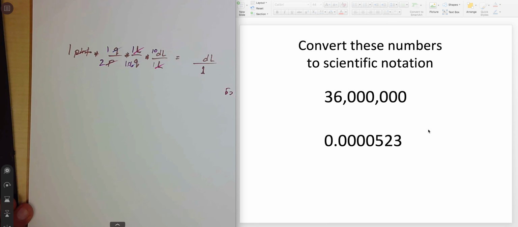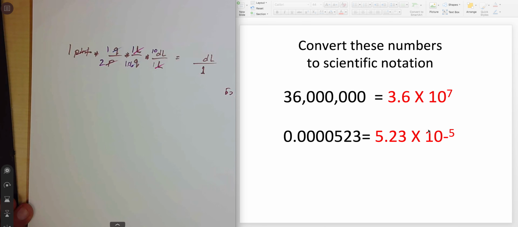1, 2, 3, and there we go. We take our 3.6, we say how many decimal places do we move? 1, 2, 3, 4, 5, 6, 7. We went to the left, it got bigger, 3.6 times 10 to the 7. Over here, we put that decimal place after the first whole number, 5.23. How many decimal places do we have to move? 1, 2, 3, 4, 5. We went to the right, so it's minus 5. And that's how we do scientific notation.